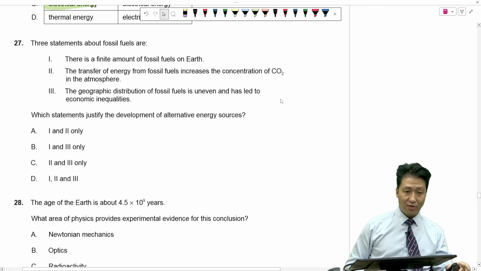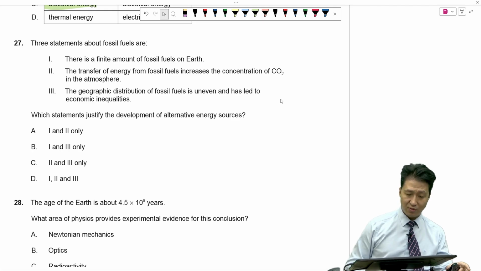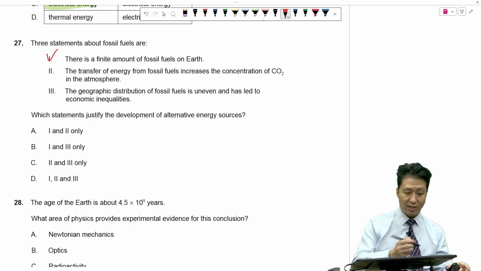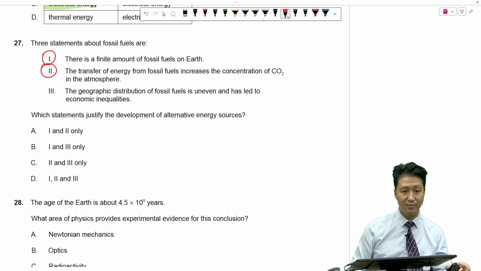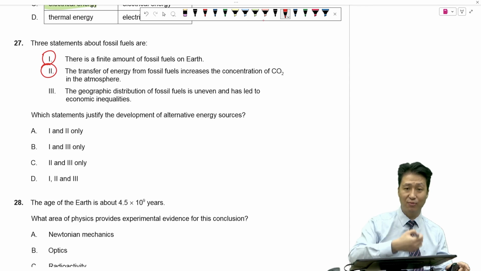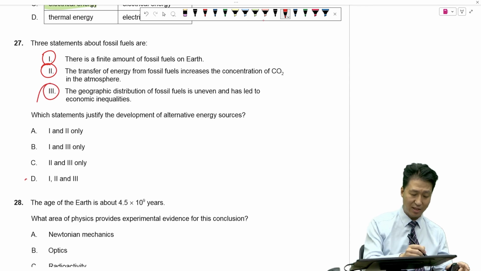27. Three statements about fossil fuels are: 1. There's a finite amount of fossil fuels on Earth. Well, that's true. 2. The transfer of energy from fossil fuels increases the concentration of CO2 in the atmosphere. Well, yeah, if you burn them, you produce carbon dioxide. That is true as well. 3. The geographic distribution of fossil fuels is uneven, which has led to economic inequalities. This is technically not part of physics, but yes, some countries have more fossil fuels. This is also correct. The answer is D.